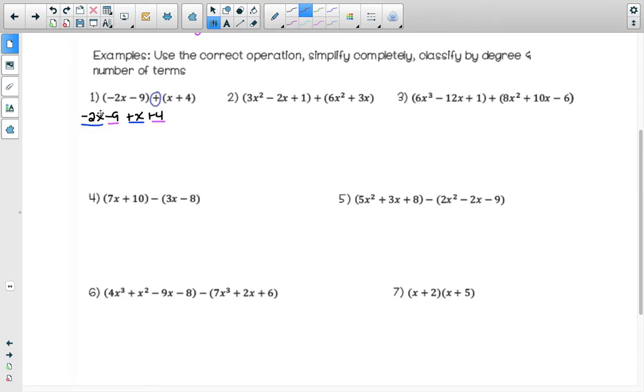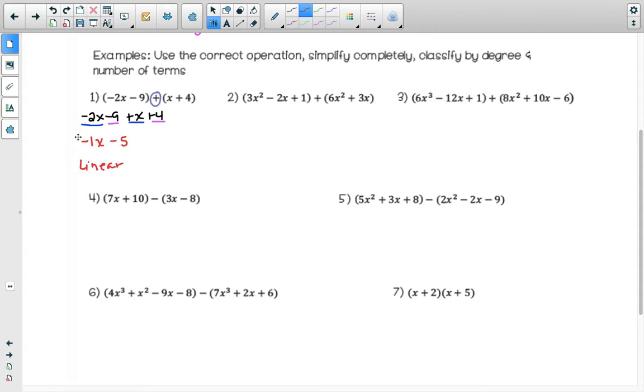When I combine them, I get -2x and a positive x. That is a -1x. Because I just add the coefficients, -2 plus +1, and I keep the x the same. -9 plus 4 becomes a -5. This is now in standard form because I have my largest exponent first. My largest exponent has an exponent of 1, so this is a linear.